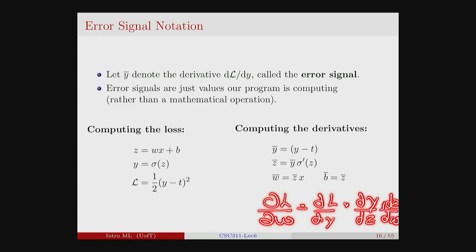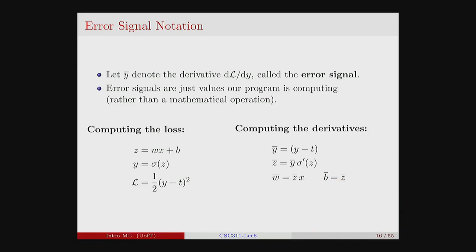But again, we're going to notice that this quantity here is exactly what we computed in the previous step, because this quantity here is z bar. And so by replacing it with z bar, we can share and pre-compute z bar and reuse it when we compute dL/dw and dL/db.